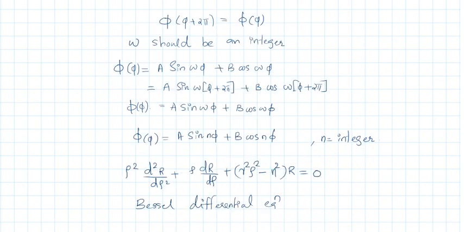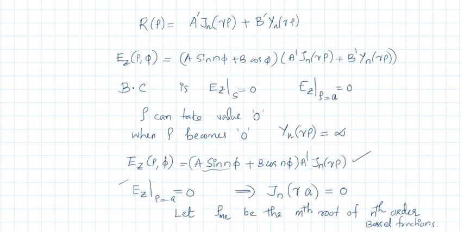Rearranging, you will get rho square d square R by d rho square plus rho dR by d rho plus gamma square rho square minus n square R equal to 0. This is nothing but Bessel differential equation. So what is the solution? We can have two solutions.